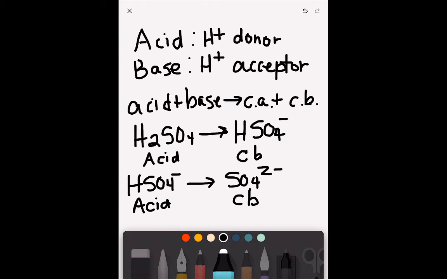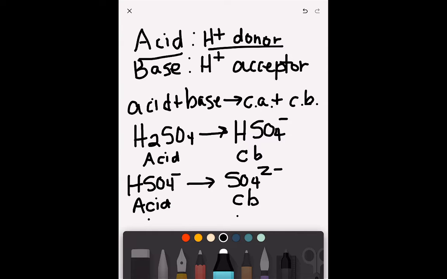Okay, so again, notice that H2SO4 can donate 2 hydrogen ions. When it donates 1 hydrogen ion, it becomes HSO4 minus, and so HSO4 minus is the conjugate base to H2SO4, the acid. But this HSO4 minus can still act as an acid because it still has another hydrogen ion that it can donate. And remember, that's the definition of an acid, a hydrogen ion donor. Okay, so if HSO4 minus is acting as an acid and donating another hydrogen ion, then SO4 2 minus is its conjugate base. So again, this is our acid conjugate base pair. If we have HSO4 minus and SO4 2 minus, H2SO4 and HSO4 minus is another acid conjugate base pair.